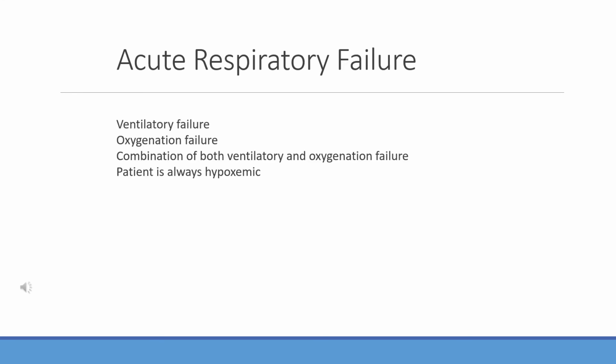Acute respiratory failure results from either a ventilatory failure, an oxygenation failure, or a combination of both ventilatory and oxygenation failure. And in both cases, the patient will be hypoxic, which means low arterial blood oxygen levels. And we're going to go into great detail on each of these different conditions here.